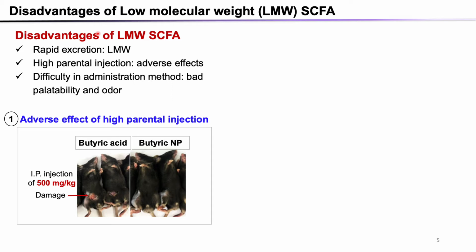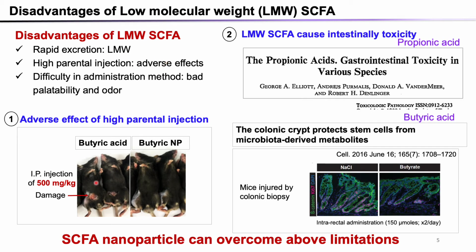Although short-chain fatty acids have a lot of health benefiting effects, they also have a lot of disadvantages because of the chemical characteristics such as low molecular weight, which leads to rapid excretion and low therapeutic index. And if you want to increase the therapeutic index, you inject at a higher dose, which causes severe adverse effects as shown over here. Butyric acid causes severe damage here, and this is propionic acid causing gastrointestinal toxicity. Butyric acid again causing damage to the colon as well. In addition to these, bad palatability and poor odor also cause administration issues in vivo.